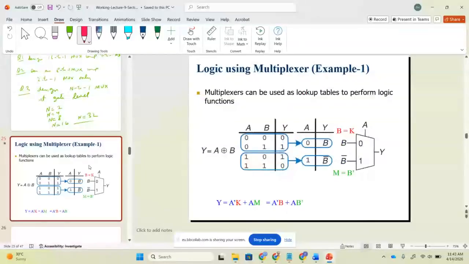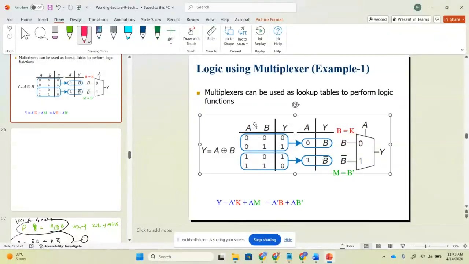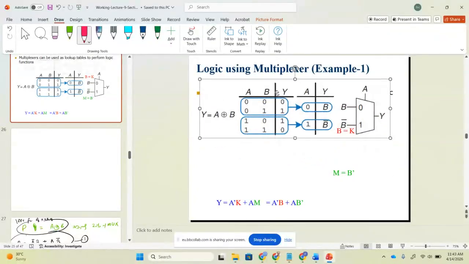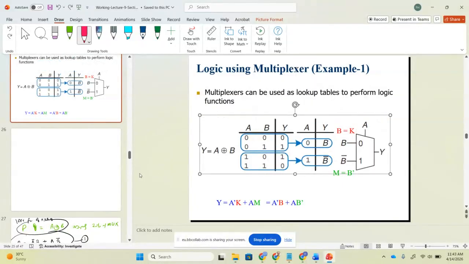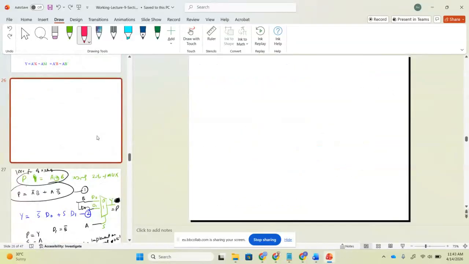Now, there is another $1 million question. Which gate is this? It is the exclusive OR gate. This may be a question in the exam. This is a very important question in the exam, maybe very important, up to you.